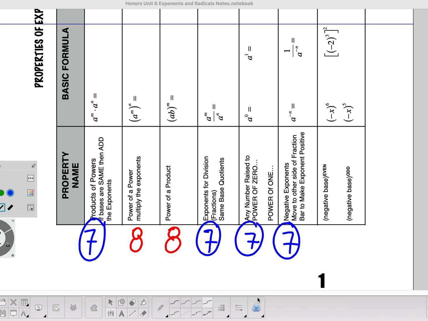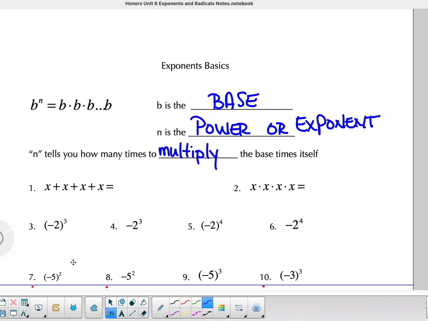So I'm going to give the generic, well, first of all, before I do that, I'm going to go to the second page just to make sure we have common language. The b in this expression represents the base, the n is the power or the exponent, and it tells you how many times to multiply the base times itself. And I'll come back to this page in a minute.